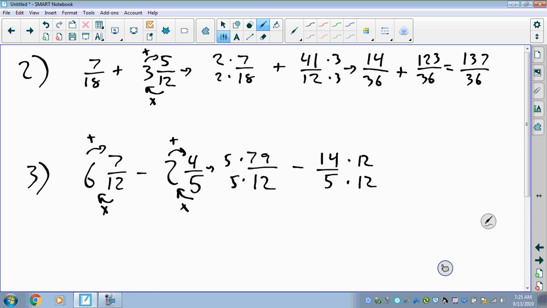Good? So here, sorry guys, usually I work vertically. I was trying to save some space here. So 79 times 5, again, if you want to have some fun times, you can go ahead and do that. 79 times 5 is going to be 395, which should make sense because that's 5 less than 400. Over 60 minus, well, 14 times 12 is going to be 168 over 60, and 395 minus 168 is going to be 227 over 60.